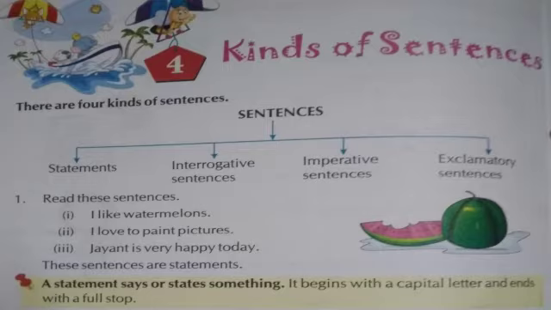First, read these sentences. I like watermelons. I love to paint pictures. Jayant is very happy today. All these sentences are statements. So they are called statement sentences. A statement says or states something. It begins with a capital letter and ends with a full stop. So, a simple sentence is called a statement.